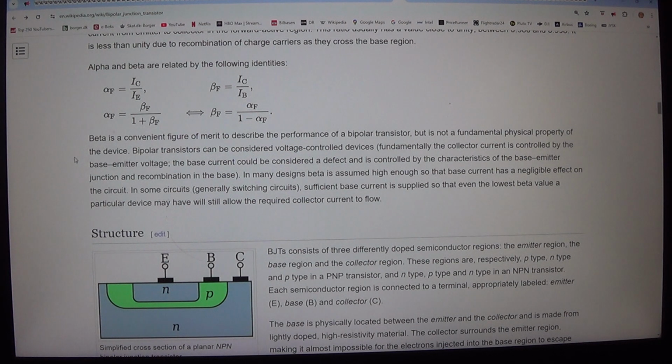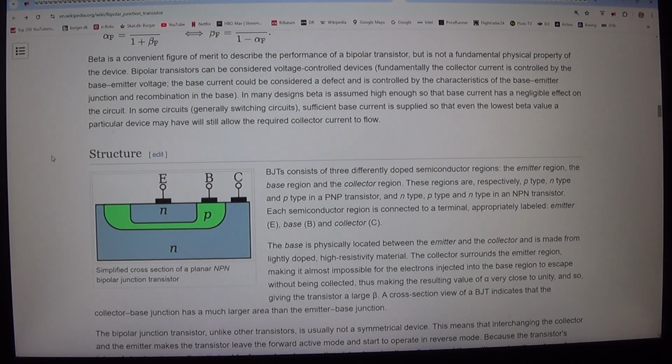The base current could be considered a defect and is controlled by the characteristics of the base emitter junction and recombination in the base. In many designs, beta is assumed high enough so that base current has a negligible effect on the circuit. In some circuits, generally switching circuits, sufficient base current is supplied so that even the lowest beta value a particular device may have will still allow the required collector current to flow.